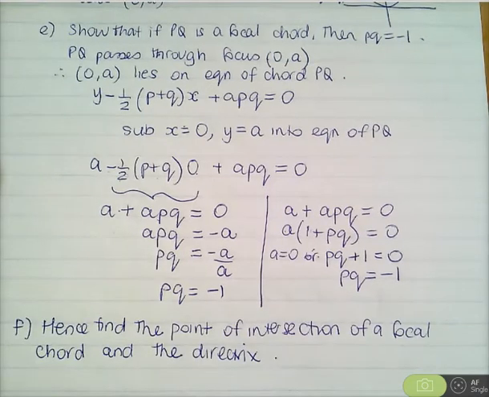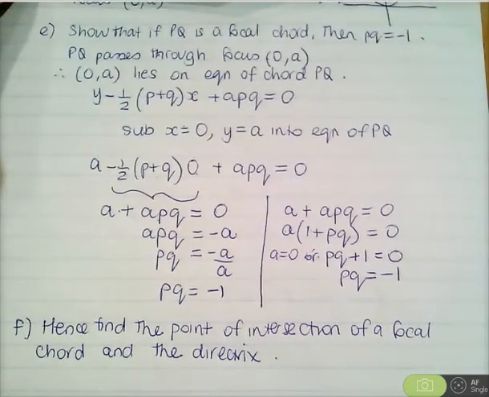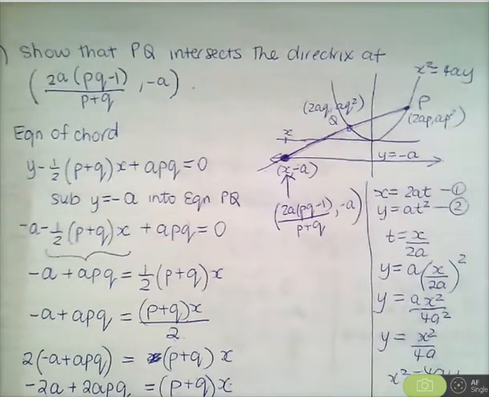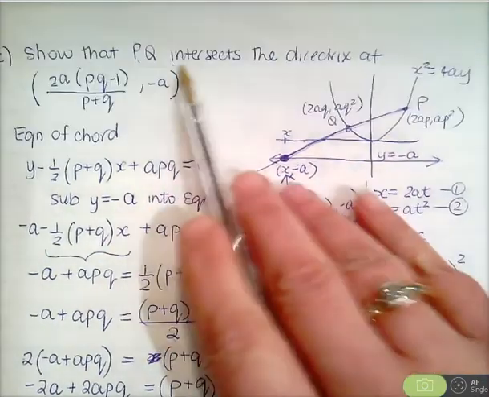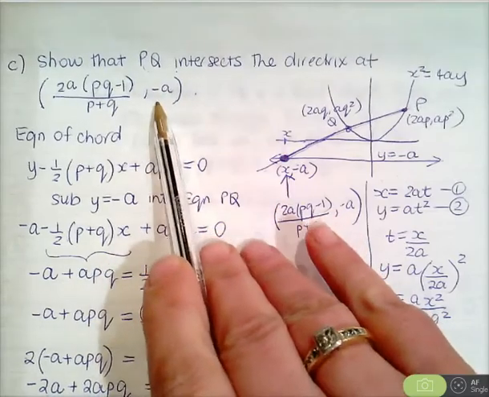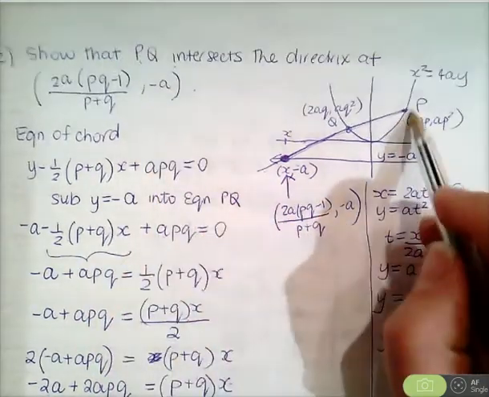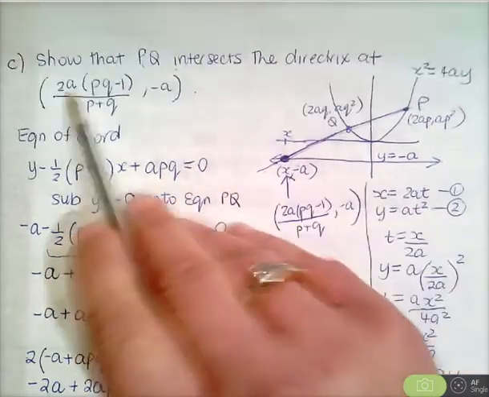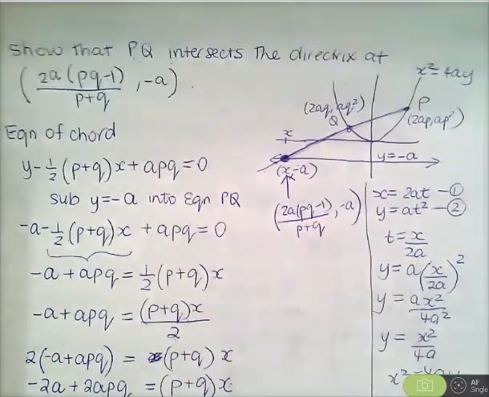Okay, now for part F, it says, hence find the point of intersection of a focal chord and the directrix. Now, in part C, we just found where, and I'll bring part C back and show you. We had to show that any chord PQ intersects the directrix at this point. Now we're going to use that. It doesn't matter whether that's a focal chord or not. The chord PQ will intersect the directrix at that point there. So I'm going to write that down here.